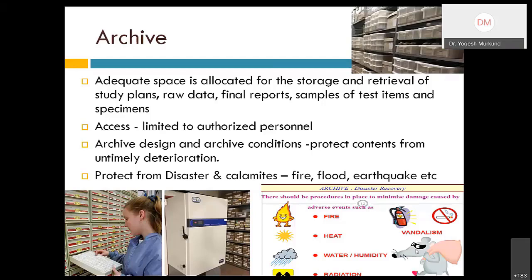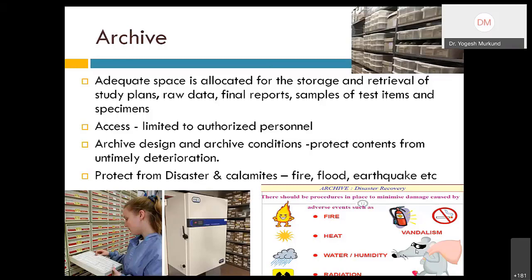However, whatever amount of work you keep doing, this is the one area that will certainly keep increasing, the archive, because you keep all this material for the next 10 years and you keep adding to it that way. So this is one area you will certainly need to consider when you are building a GLP facility, so that there should be adequate space which will allow the storage of all the plans, raw data, final reports, the samples of test items to be stored until they have expired.